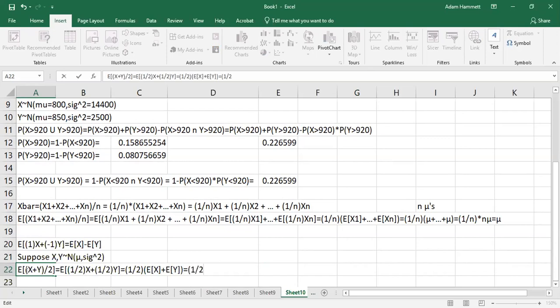And so that's going to be 1/2. What's the expected value of x? That's what we called mu, right? And what's the expected value of y? Mu. Okay. And so what do we get here? This is just 1/2 times how many mu's? 2 mu. Right, which is just mu.